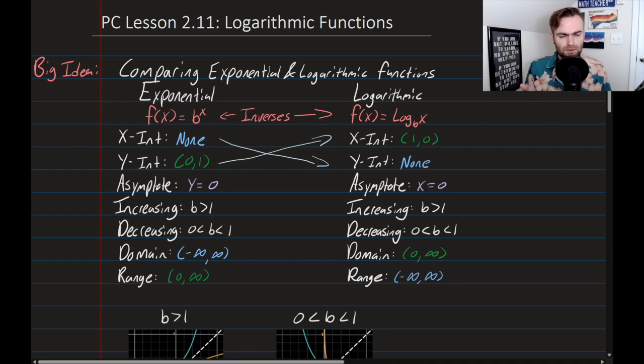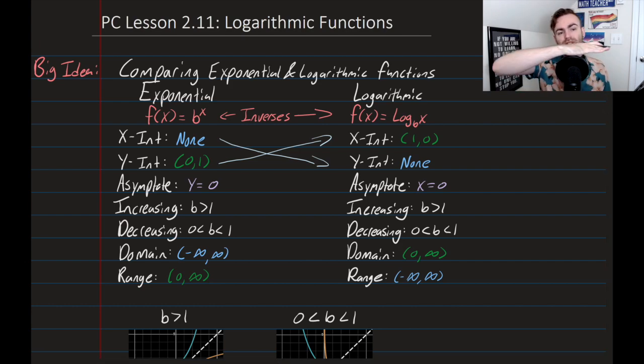The asymptote also changes. So exponential functions have a horizontal asymptote, where logarithmic functions will now have a vertical asymptote at the same value. Instead of y equals 0, it becomes x equals 0.